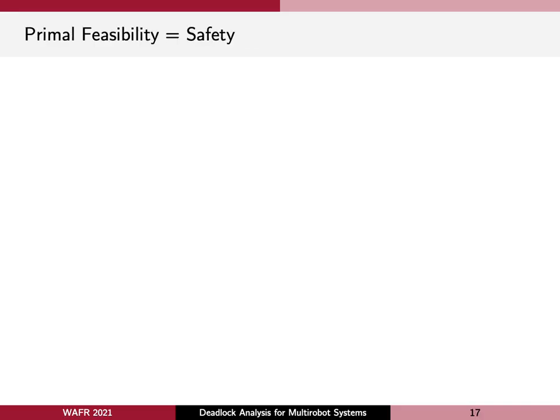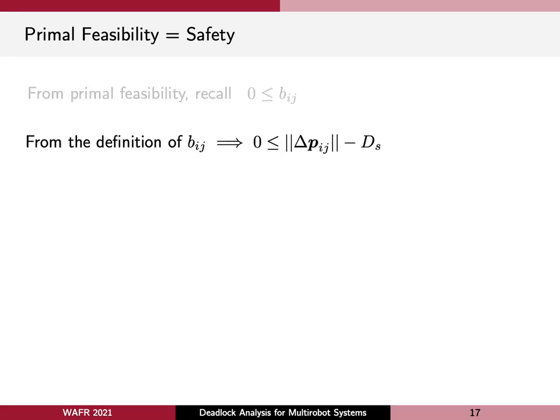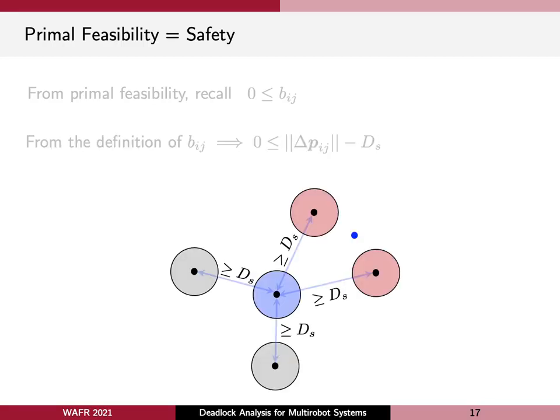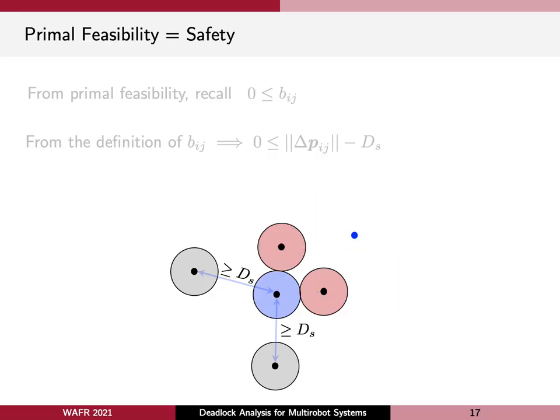Okay, so the second KKT condition relates to primal feasibility, and in deadlock it says that B_ij is non-negative. If you look at the definition of B_ij in the paper and assume that robots i and j are both in deadlock, B_ij being non-negative means that the distance between i and j is greater than or equal to the safety margin d_s. Now it turns out that if j is an active robot also in deadlock with respect to robot i, then this distance is exactly d_s. If it is inactive, the distance is greater than d_s.